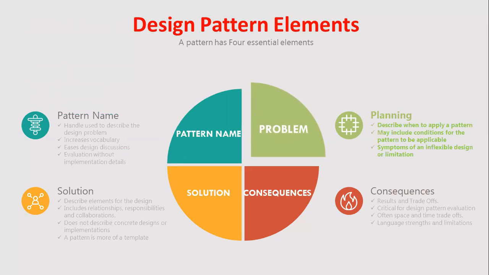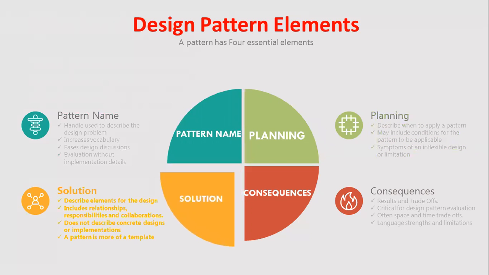And the second element is the problem. Here the problem describes when to apply the pattern. It explains the problem and its context. It might describe a specific design problem, such as how to represent algorithms as objects. And it might describe class or object structures that are symptomatic of an inflexible design. Sometimes the problem will include a list of conditions that must be met before it makes sense to apply the pattern.